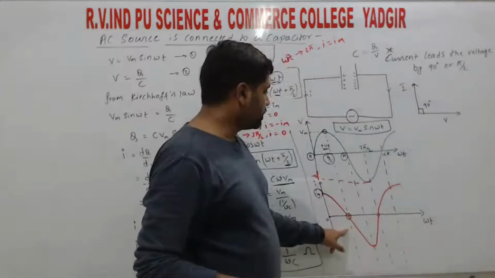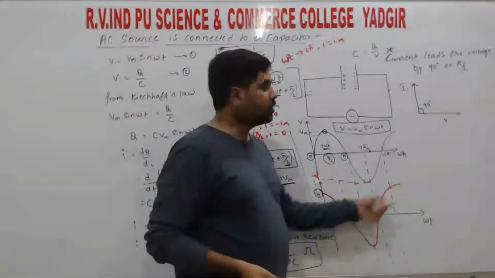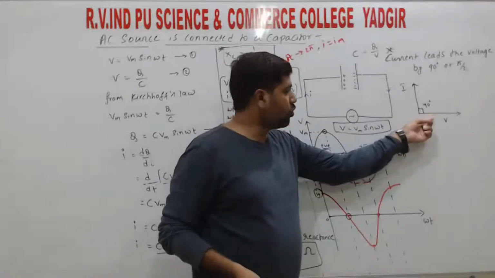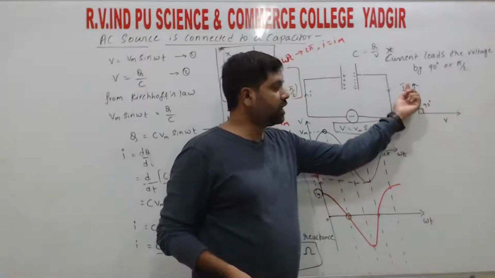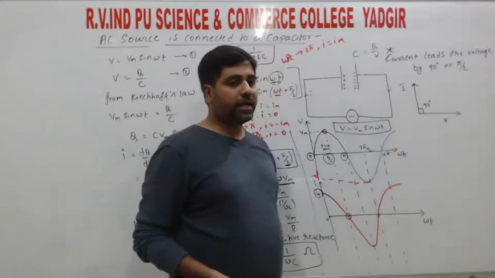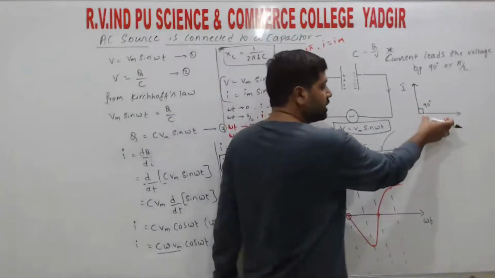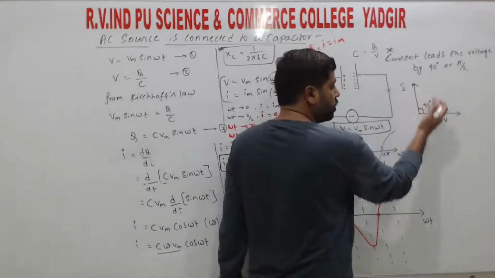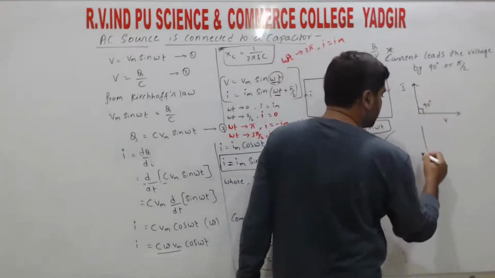So graphical representation is the waveforms, and symbolic representation is in terms of phasors. So voltage is in this direction, current is perpendicular to the voltage. That means it's always 90 degree. So if we represent this in case of phasor, phasor means rotating vector, as the voltage rotates about the axis, right?